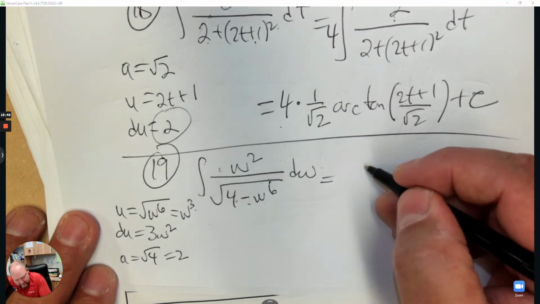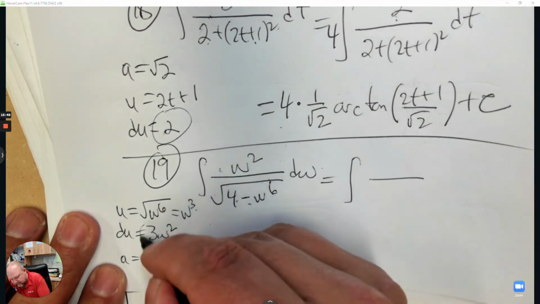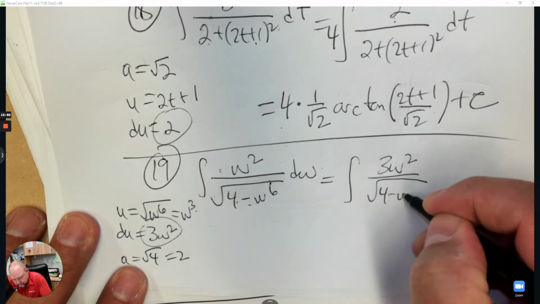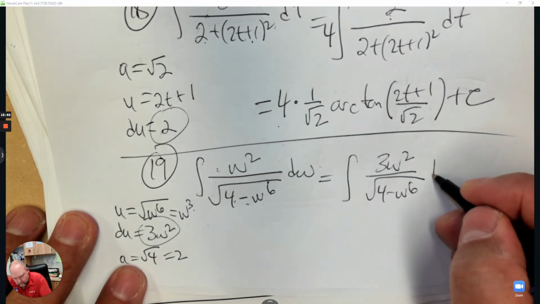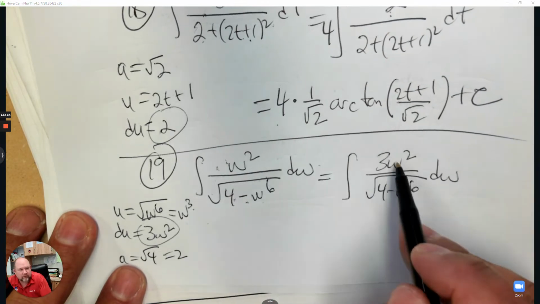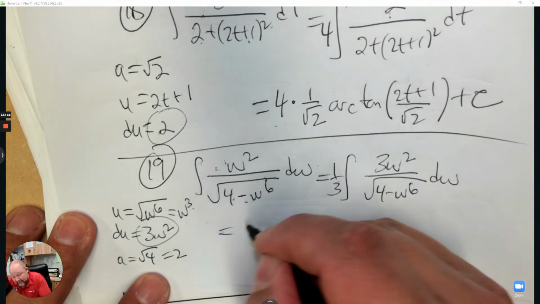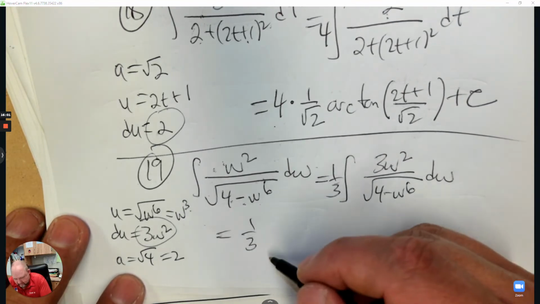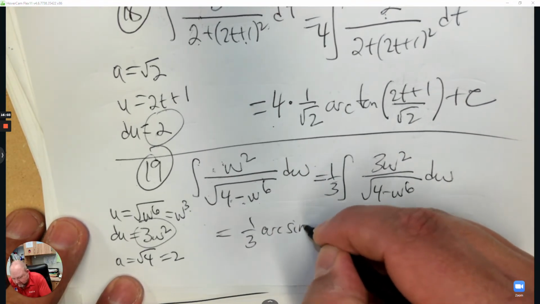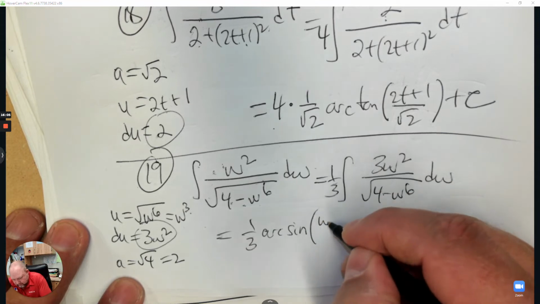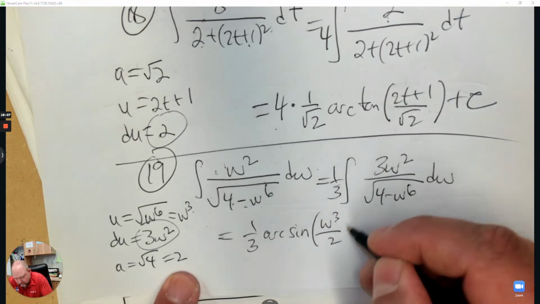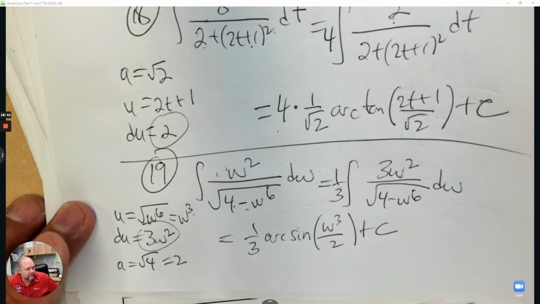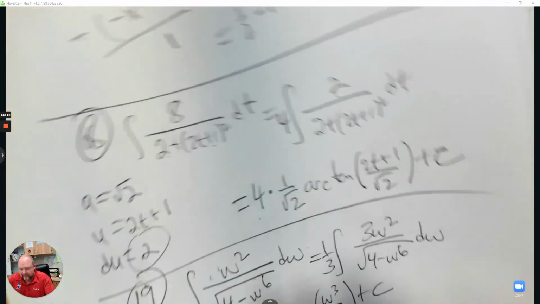And now I'm going to write it how it needs to be written. This is my numerator. And then what it was over what it became, I need 1/3. So my answer is going to start with 1/3. Arc sine does not start with a fraction in front. It's just right into arc sine. And it's u over a, which is w cubed over 2, and then plus c. Number 20.